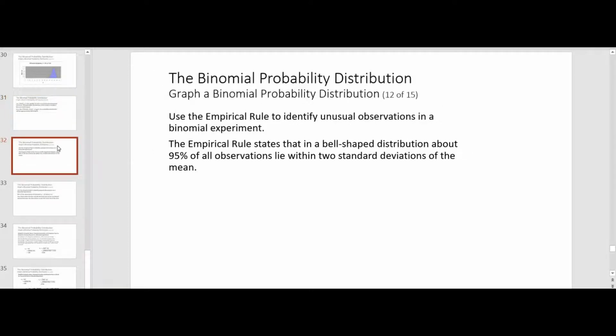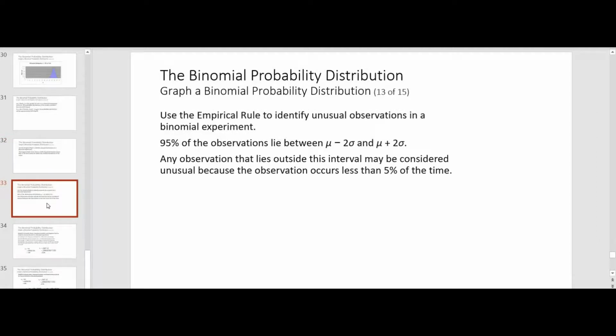Use the empirical rule to identify unusual observations in the binomial experiment. The empirical rule states that in a bell-shaped distribution, about 95% of the observations lie within 2 standard deviations of the mean. Anything beyond 2 standard deviations above or below the mean is considered unusual. We want to determine the 95% cutoff, that is the mean minus 2 standard deviations and the mean plus 2 standard deviations. Any observations outside of that interval are considered unusual.